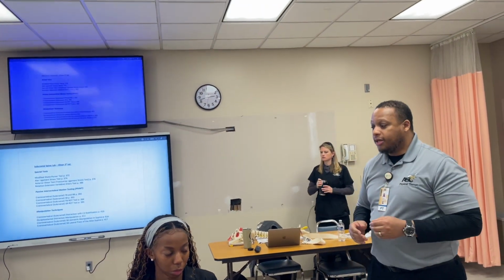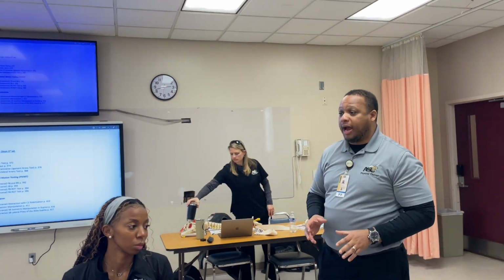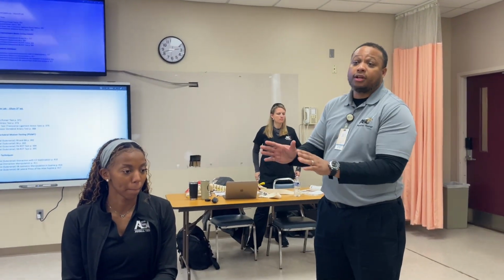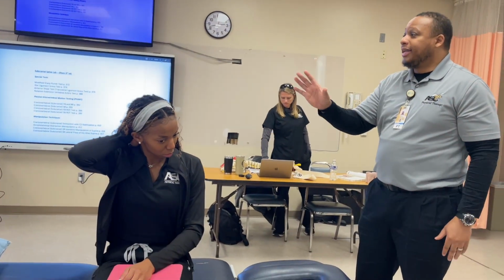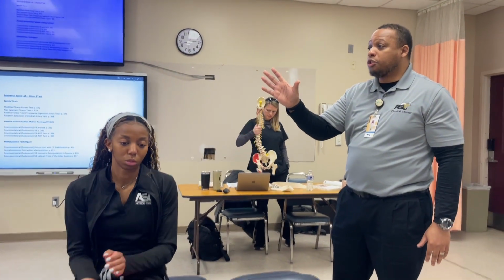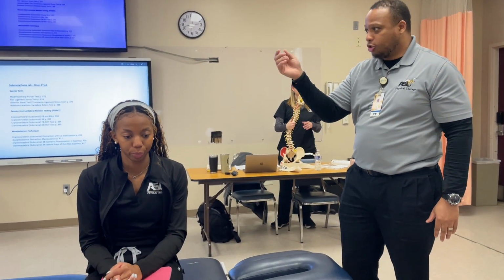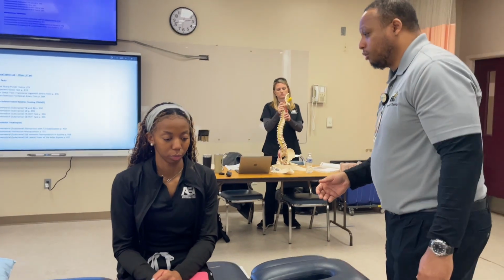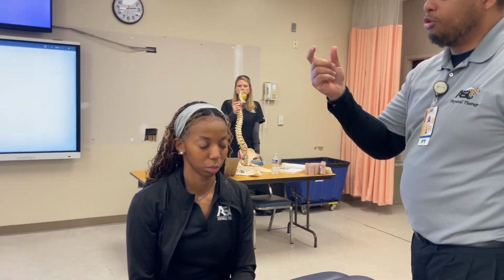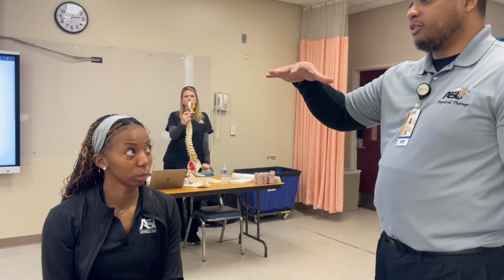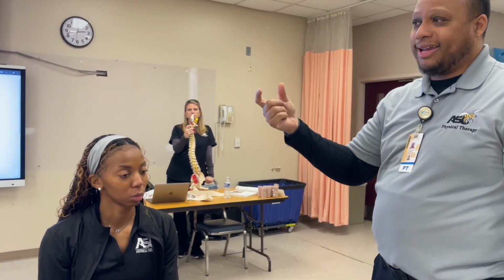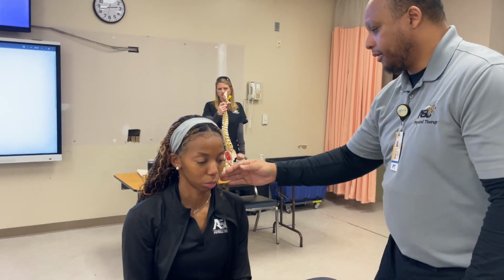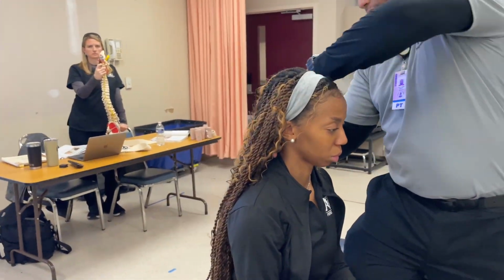All right, so for the next one, I can leave Kendall like this, or I can have her supine. It's in the book showing it supine, but I'm going to leave her like this. So again, I'm stabilizing which vertebra? C2. Now, instead of using my web space to stabilize it, I'm going to use my thumb and my index finger to stabilize it. So I'm going to come in like so.